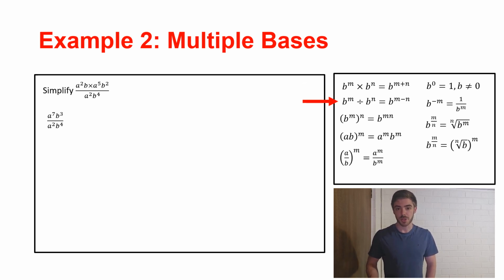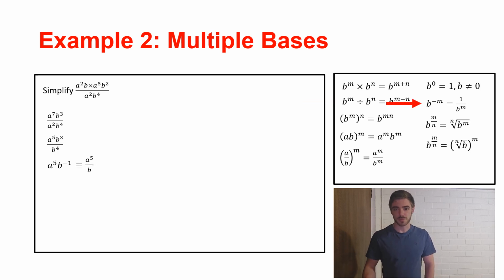Again, we're just going to go term by term here. We have a to the power of 7 on the top and a to the power of 2 on the bottom. When combined, this is going to give us a to the power of 5. We also have b cubed on the top and b to the power of 4 on the bottom. When you perform the subtraction, this is going to give you b to the power of negative 1, which is fine, but if you want, you can express this as a division instead.